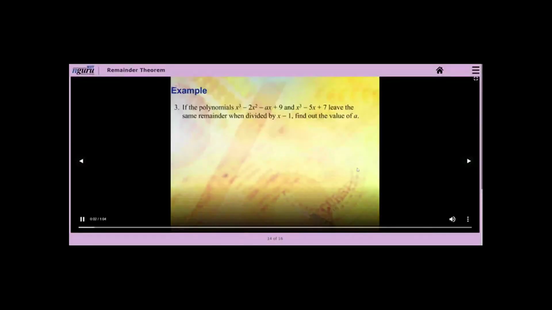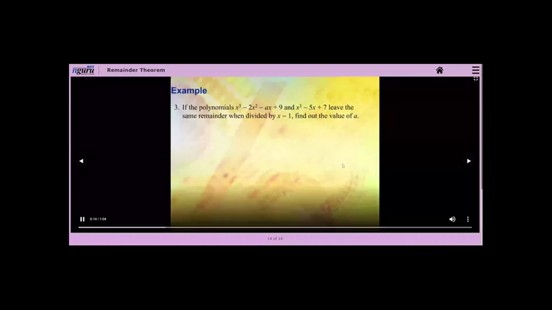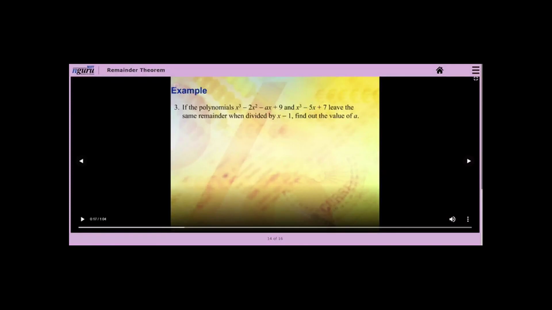If the polynomials x cubed minus 2x squared minus ax plus 9 and x cubed minus 5x plus 7 leave the same remainder when divided by x minus 1, find out the value of a. Do this. Same remainder. Minus 5, ma'am. Minus 5 or plus 5.